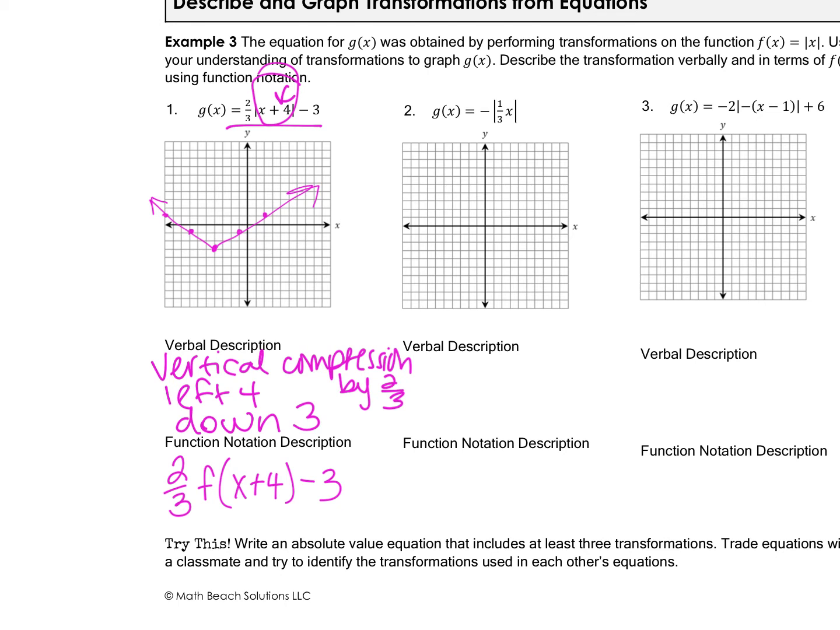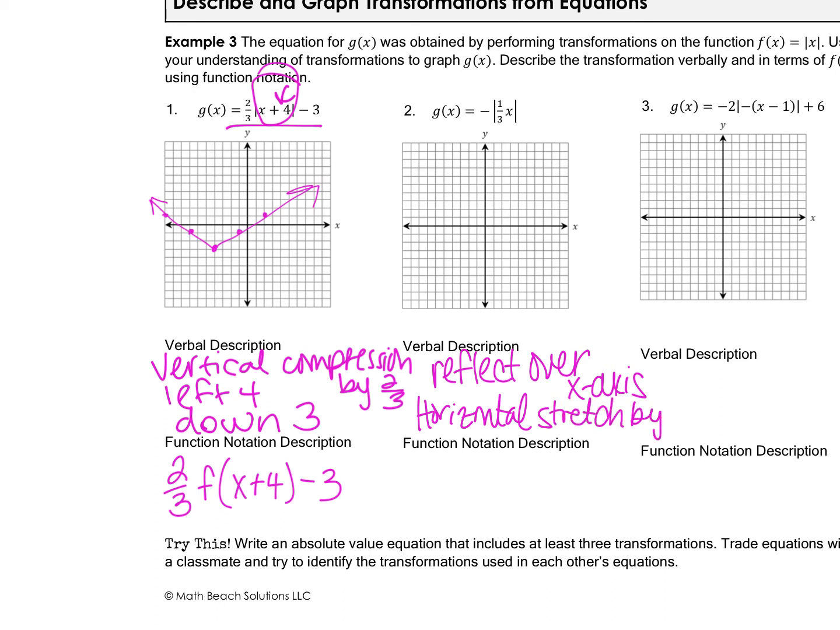And now let's take a look at number 2. So we have a negative in front, so we know that's going to be a reflection over the x-axis since it's on the outside. And then we have the 1/3 on the inside. So remember when you're writing your verbal description, the inside is the opposite. So that would be inside's horizontal. And that would be a stretch by 3.